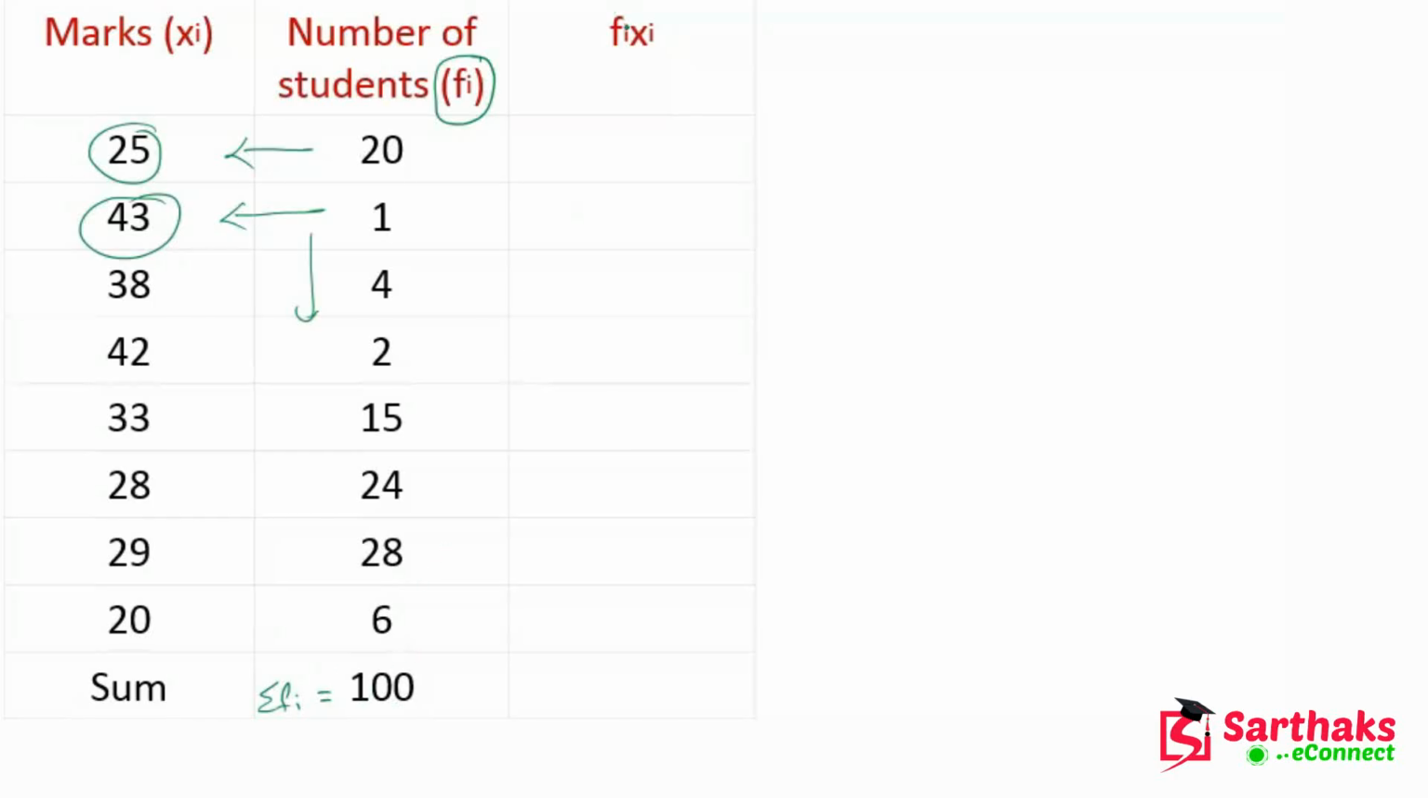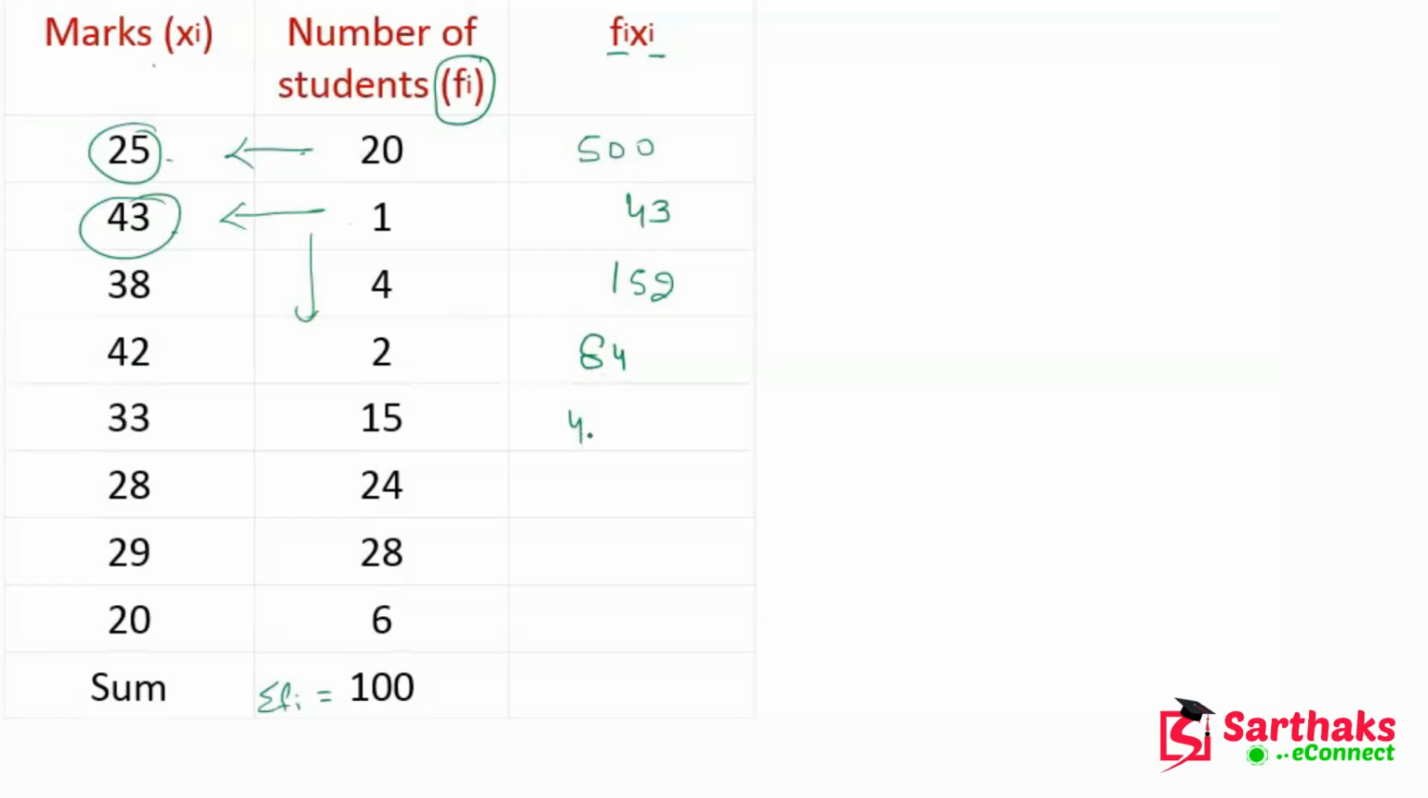Now we have to find Fi into Xi, means this into this. If we multiply 25 into 20, we get 500. If we multiply 43 into 1, we get 43. This is Fi into Xi. I hope you understand these things. If we multiply 38 into 4, we get 152. If we multiply 42 into 2, we get 84.